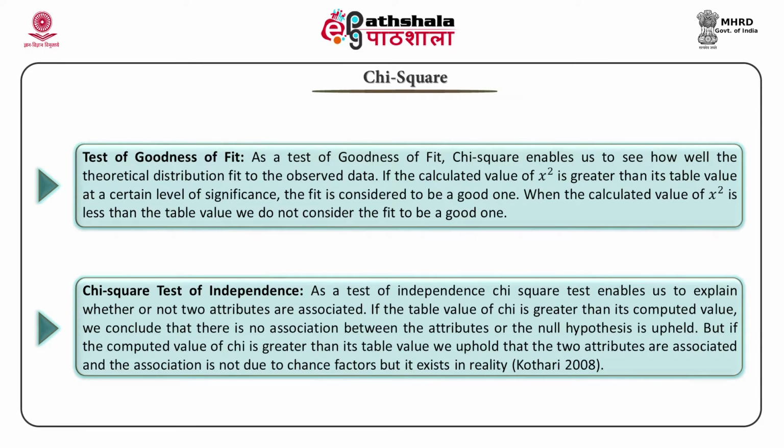As a test of independence, the chi-square test enables us to explain whether or not two attributes are associated. If the table value of chi-square is greater than its computed value, we conclude that there is no association between the attributes, or the null hypothesis is upheld. But if the computed value of chi-square is greater than its table value, we uphold that the two attributes are associated, and the association is not due to chance factors, but exists in reality.